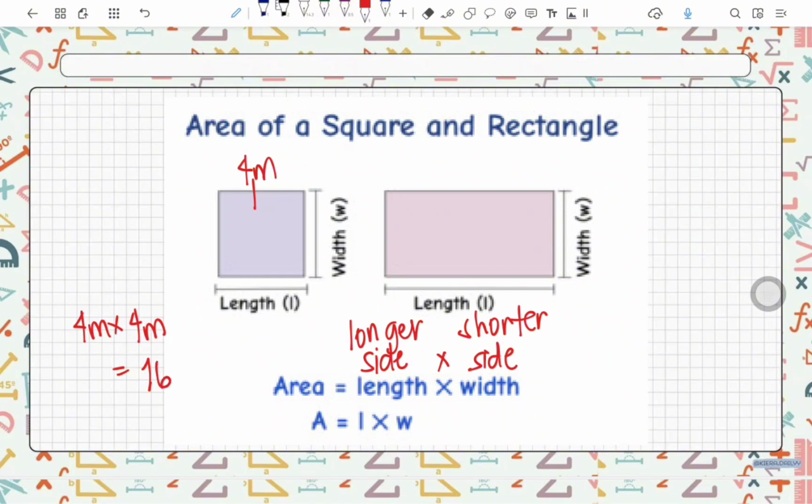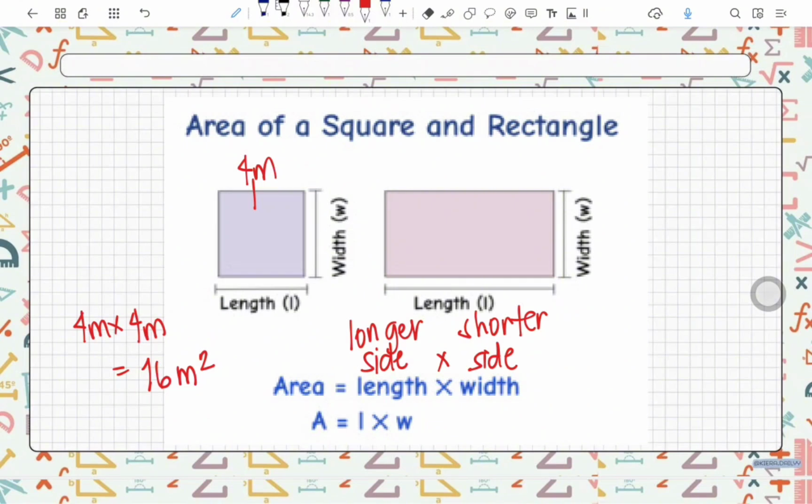Remember in our definition that the area has square units as its measurement, meaning the highest exponent should be 2. So if you multiply them, it will become 16 square meters.